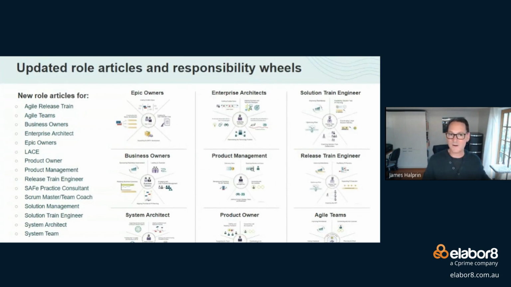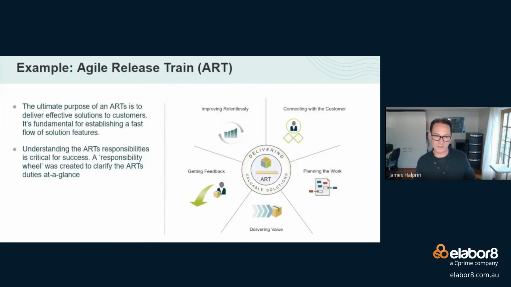So whether you're an Epic owner, business owner, or release train engineer, all of the role articles have been rewritten. In fact, every article has been touched at least to some degree, and many articles have been completely rewritten. So there really is a lot of changes under the hood. But either way, there's been these responsibility wheels added, which is great. In fact, the Agile Release Train itself has a responsibility wheel.